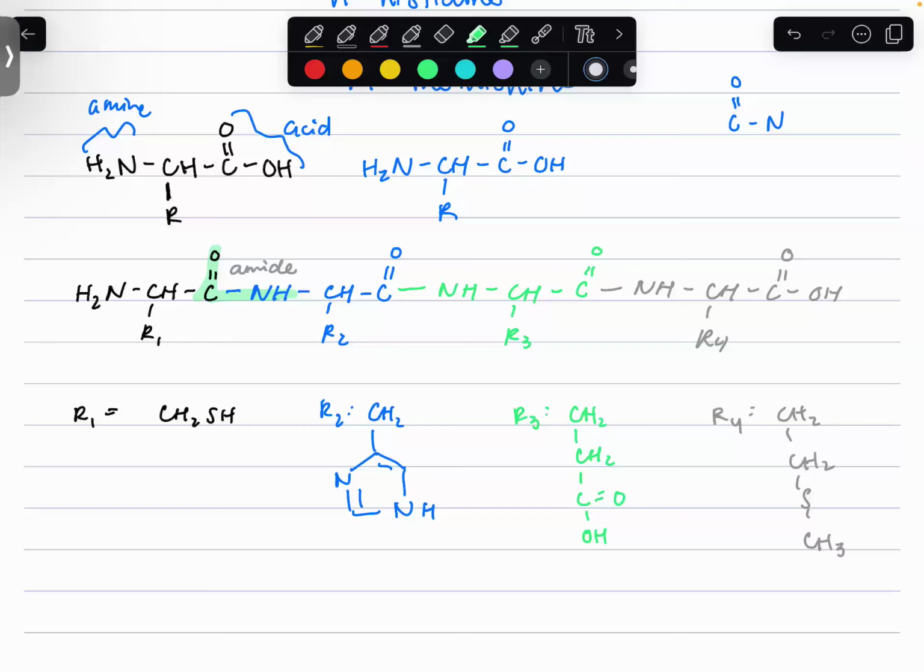Which part on the chain is the carboxyl? So it helps you out with the naming. Carboxy terminus is going to be your carboxylic acid, and your amino terminus is going to be your amino end.